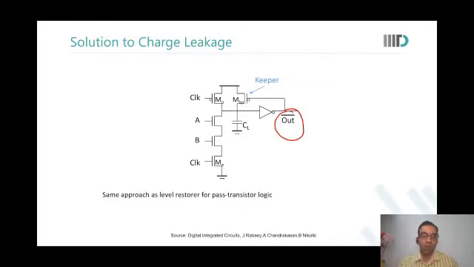Okay. The load that you put on out bar will be much, much larger than this keeper. This keeper is going to be very small. Just like we talked about the level restorer in the PTL, this keeper has to be very small so that it does not fight back the input transitions.